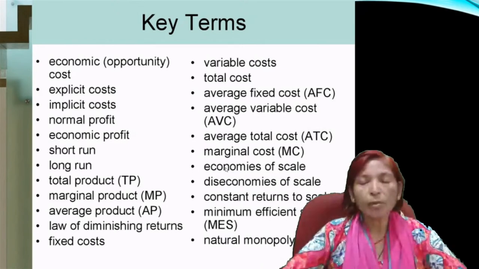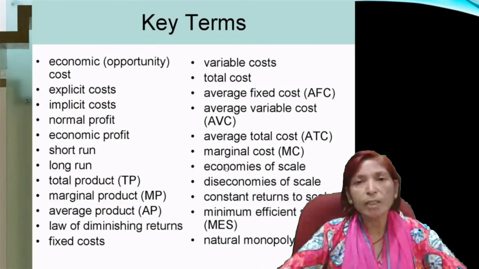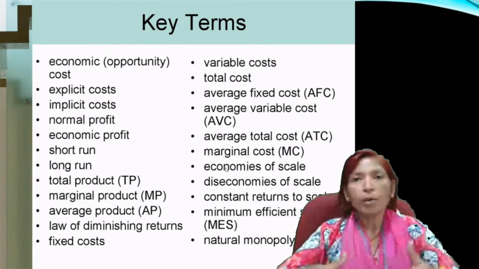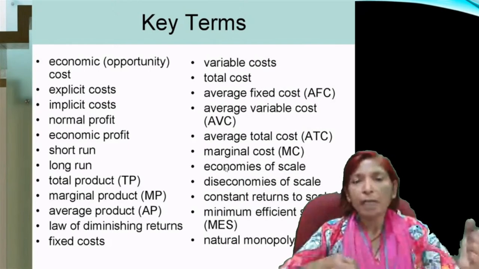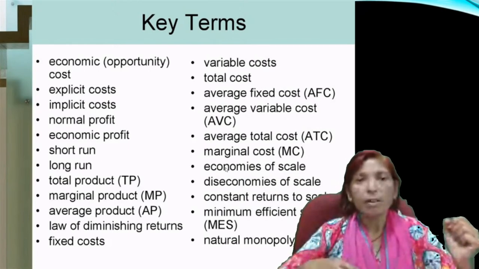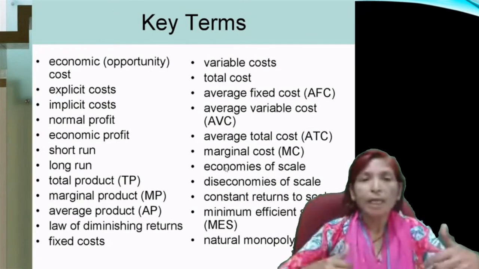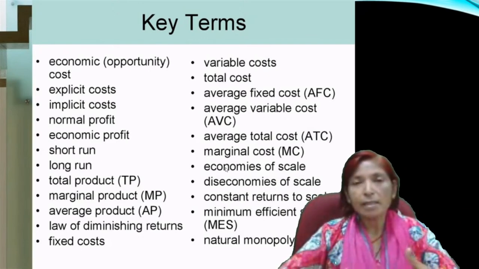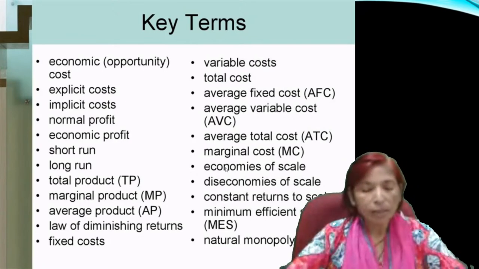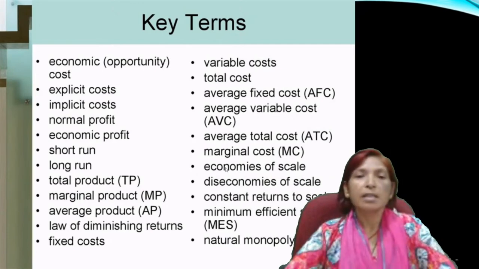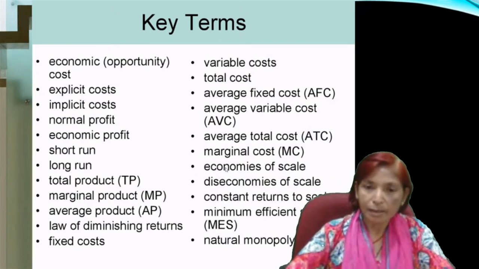So natural monopoly always exists in the case of public utilities like Delhi Jal Board lines or MTNL lines or LPG connections and metro rail connectivity. So all these things are related with natural monopoly. So these are different terms which we will use in this production and cost analysis.